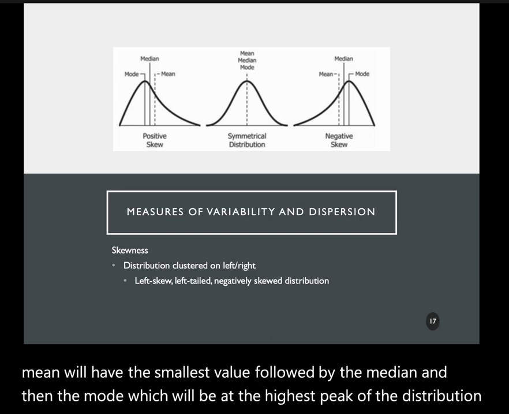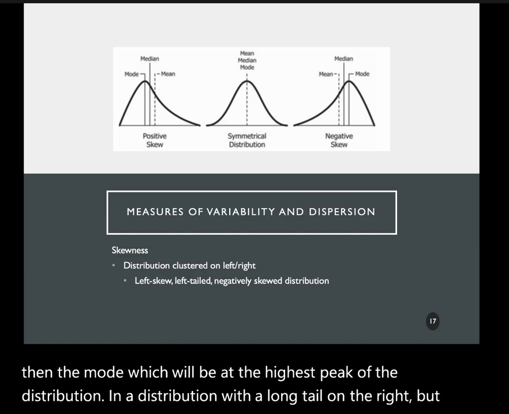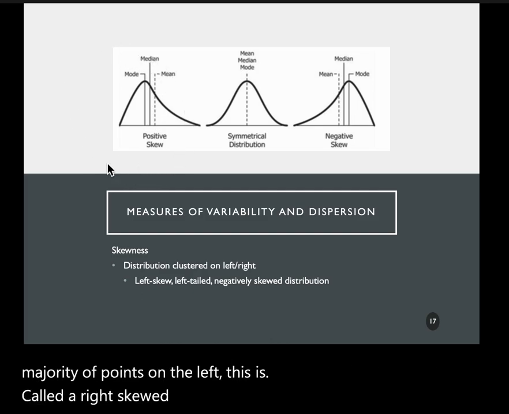In a distribution with a long tail on the right, but a majority of points on the left, this is called a right skewed, right-tailed, or positively skewed distribution.